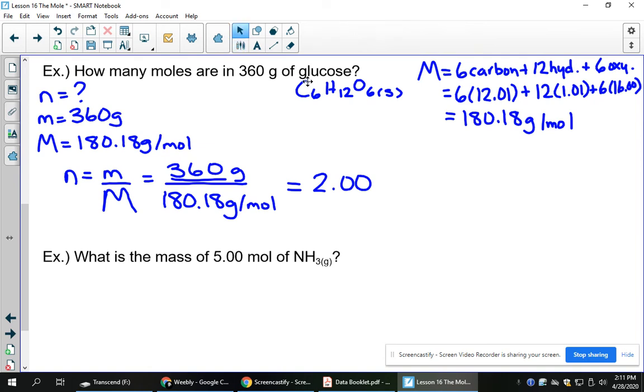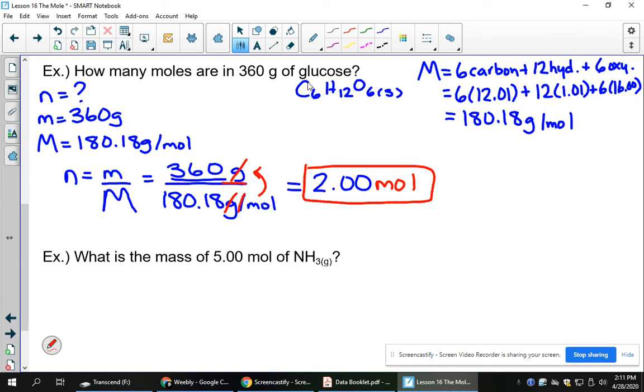Now, Chem 20 people, grams on top and bottom cancel. Now you are dividing by. Remember that flips the moles up. And you end up exactly with the units that you would have expected for number of moles.